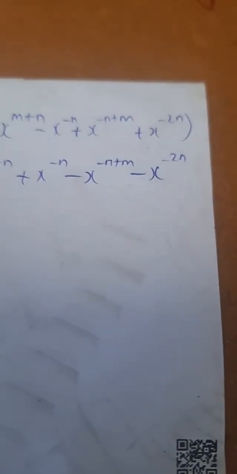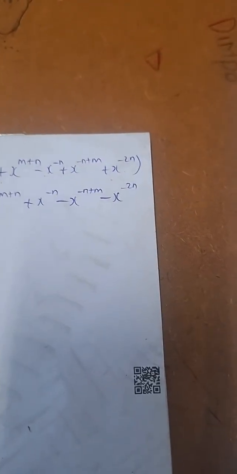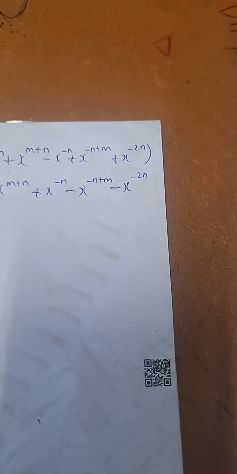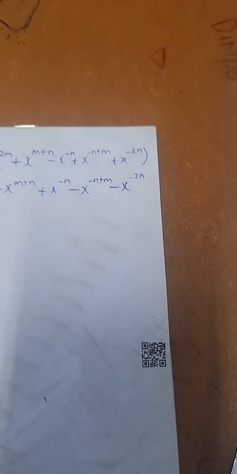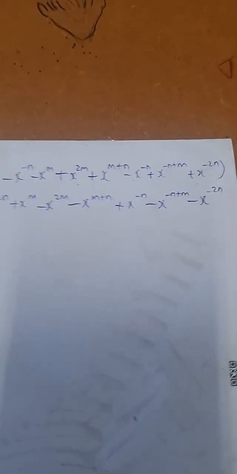X to the power negative 2n. Where did I forget? Andile, sorry, you say I forgot to write x to the power negative 2n. Now my question, where specifically? You mean at the end? Or the one that you started to expand? The one I started to expand. Okay, let me go back.